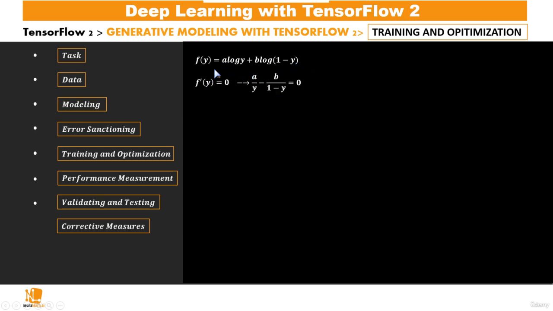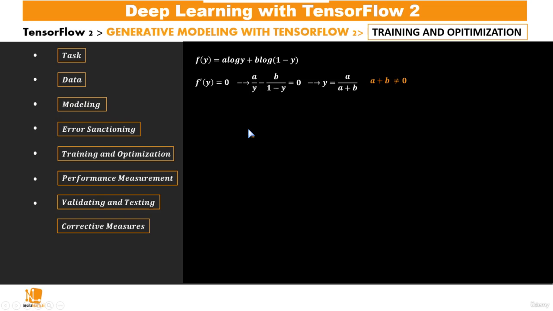Now deriving this with respect to y, a is considered to be a constant, and the derivative of the log of y is 1 on y, so that's why we have a on y. The derivative of log of 1 minus y is the derivative of 1 minus y, which is minus 1 divided by 1 minus y, so that's why we have a negative here. And then we have b, the constant, and all this equals 0. If we rearrange this, we have that y equals a on a plus b, while we note that a plus b is different from 0.